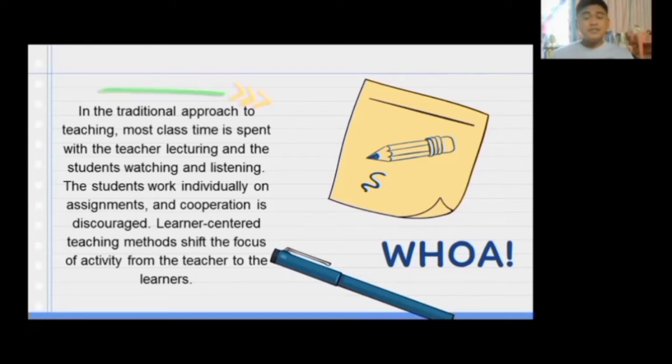So let's walk through the discussion and find out why we have to shift from the traditional approach to this modern day approach that we are using. The students before worked individually on assignments and cooperation is discouraged, meaning there is an individual effort from the student instead of collaboration or cooperation and team or group activity. So learner-centered teaching methods shift the focus of activity from the teacher to the learners.